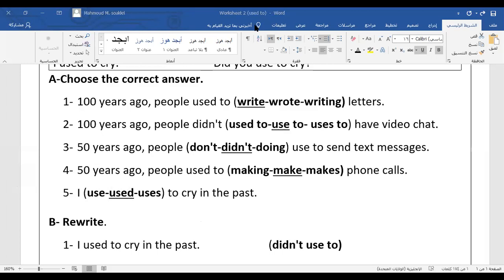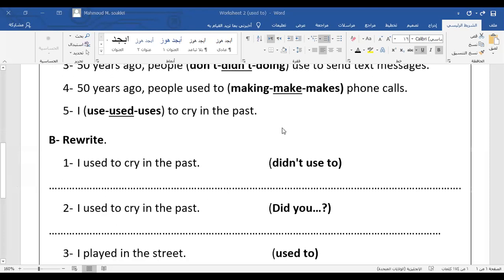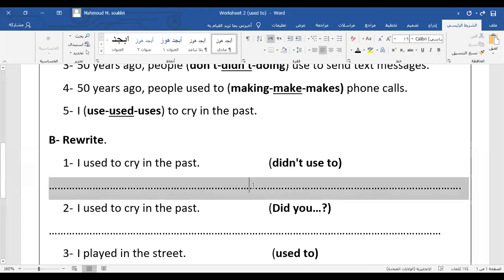Malik Kennedy, question number 1, please. Read and answer. I used to cry in the past. Make it negative, please. Didn't used to cry in the past. But Malik, when we make negative, we don't start with "didn't." We start with the subject. I did.